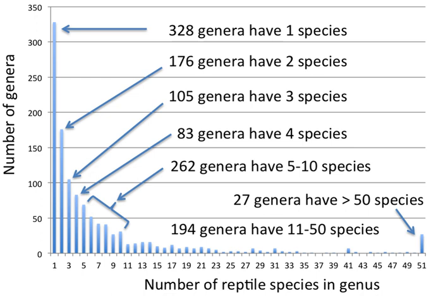A genus, plural genera, is a taxonomic rank used in the biological classification of living and fossil organisms, as well as viruses, in biology. In the hierarchy of biological classification, genus comes above species and below family. In binomial nomenclature, the genus name forms the first part of the binomial species name for each species within the genus. E.g. Panthera leo, lion, and Panthera onca, jaguar, are two species within the genus Panthera. Panthera is a genus within the family Felidae.